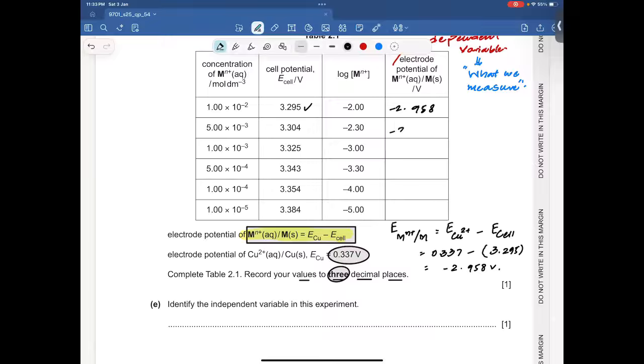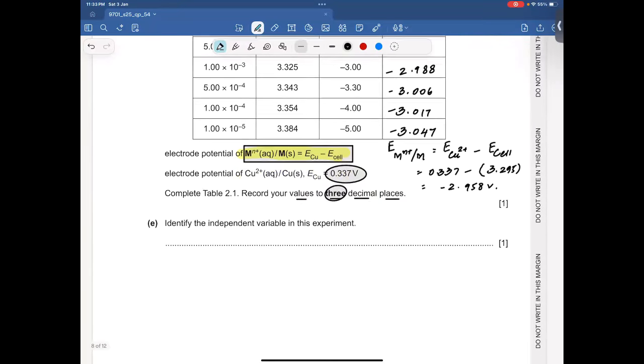It's going to be minus 2.967, minus 2.988. Okay, minus 3.006, minus 3.017, and minus 3.047.